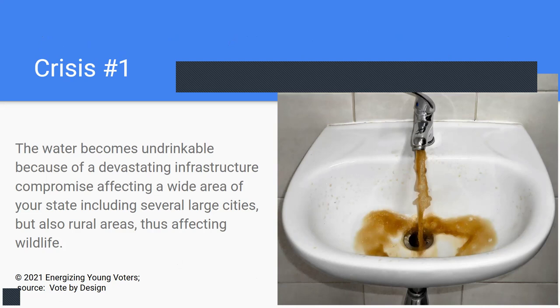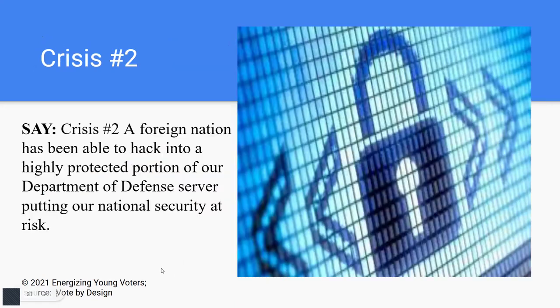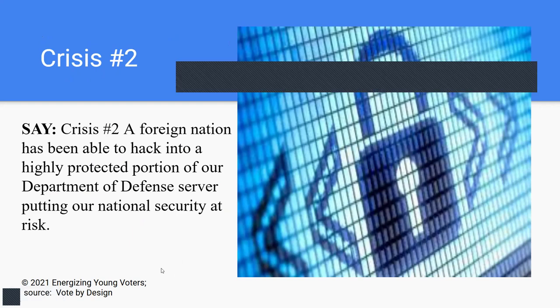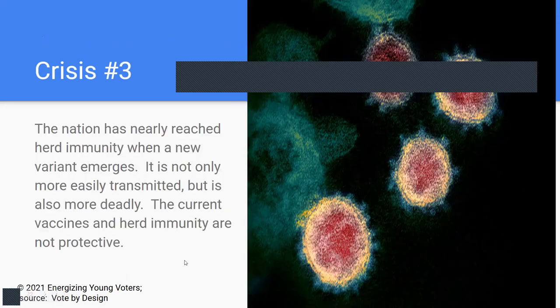But the first crisis: water becomes undrinkable because of a devastating infrastructure compromise. The second one: a foreign nation has hacked into a highly protected portion of a Department of Defense server, kind of like DOGE going into all of the departments in the executive branch and getting all the data.